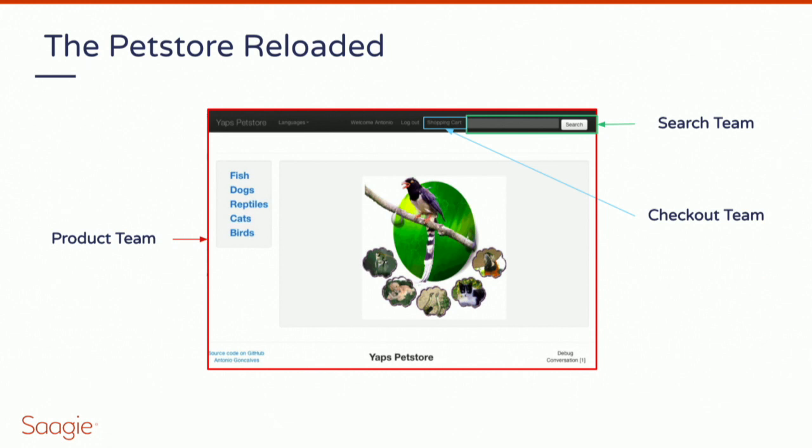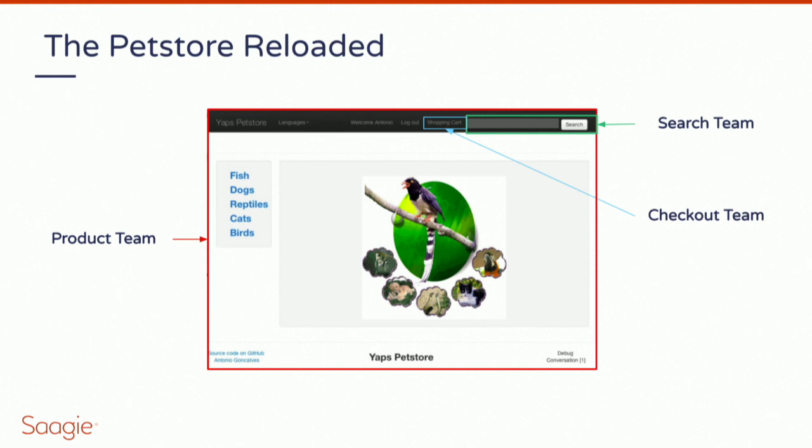So if we're looking back at our pet shop example, but nicely improved thanks to Antonio, it means that, for example, we would have this page which is maintained by the product team. And the product team is the only one in charge of this page. And the product team is going to use components provided by other teams. So here, for example, it's going to use the search component provided by the search team and the checkout menu provided by the checkout team.